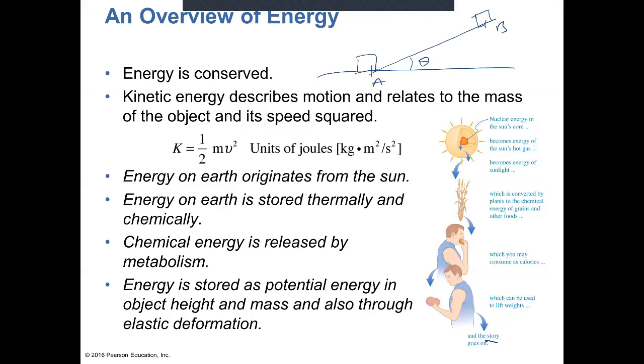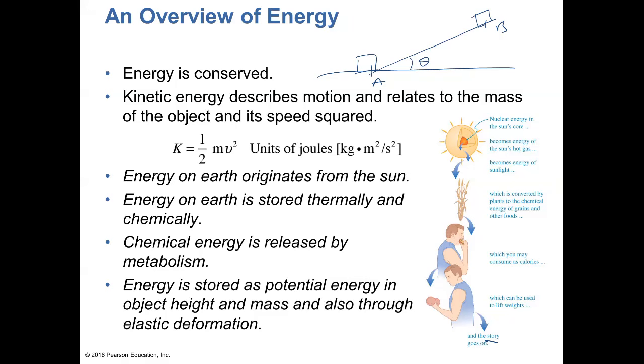So one of the things I can do here is look at the energy of the box at point A, and then look at the energy of the box at point B. And under the right conditions, which we're going to talk about in a bit, the energy of the box at point A can actually be exactly the same as the energy of the box at point B. So how can that be? Energy is the same. Well, because energy can depend on a number of things.